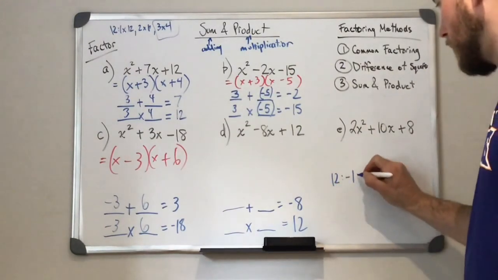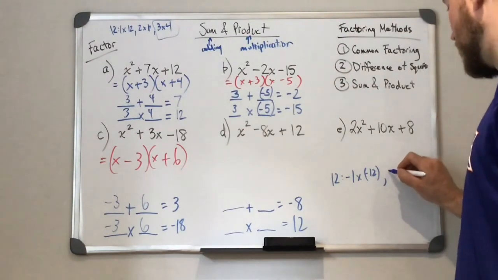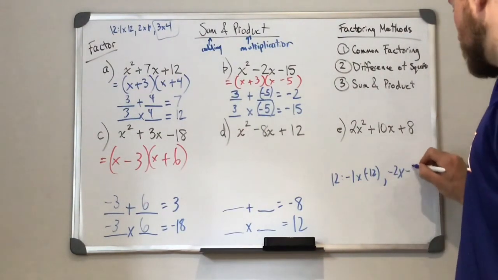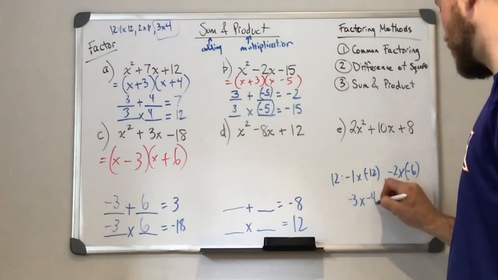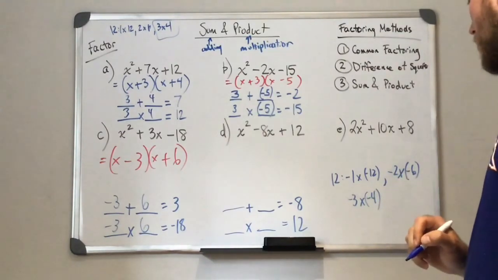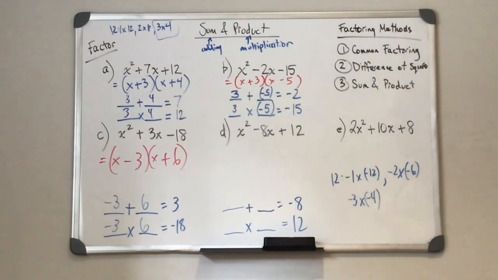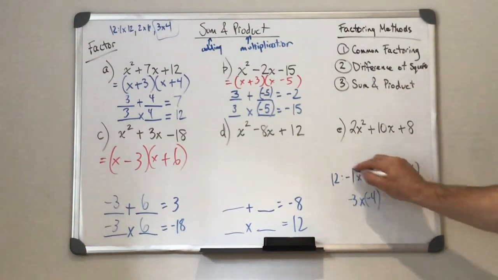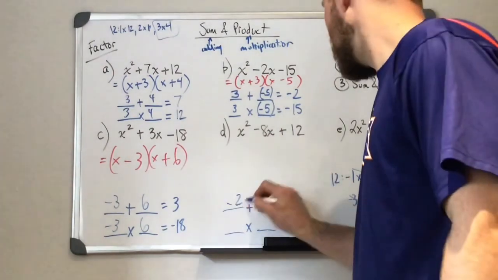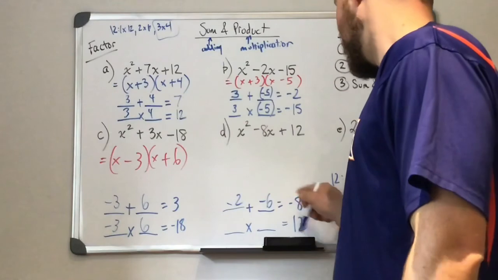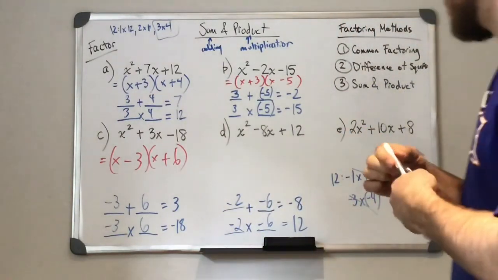Okay, so let's see. How can we make 12 where both numbers are negative? Well, we could have negative 1 times negative 12. We could have negative 2 times negative 6. We could have negative 3 times negative 4. That's it. Do any of these add to negative 8? Not this one, not this one. This one does. Okay, so we have negative 2 plus negative 6 is negative 8. Negative 2 times negative 6 is a positive 12.